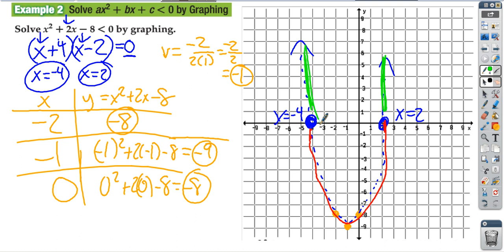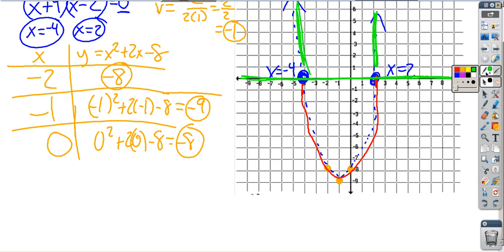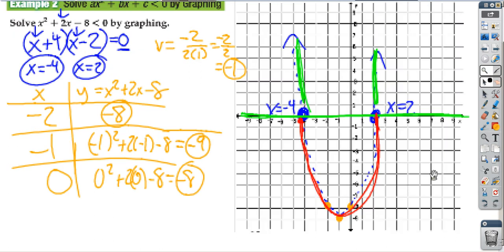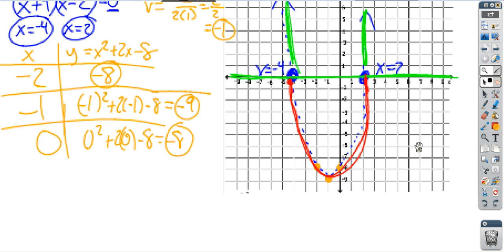We want to be below this green x-axis. That's where the dividing line is between 0, greater than, less than. So how do we say this? Well, we need an inequality. We need to say that x can be anything from this point here all the way over to this point. Okay, it can't equal those points because if you look at the original, we want it to be less than 0. We don't want it to be equal to.